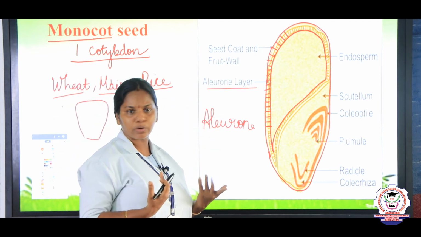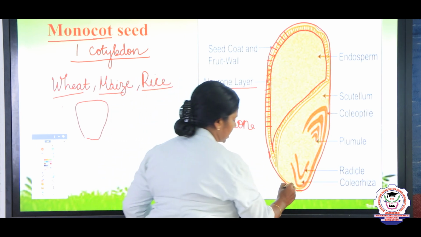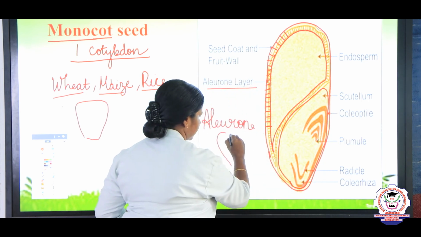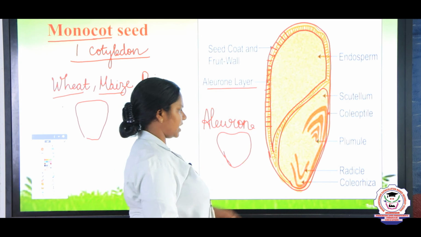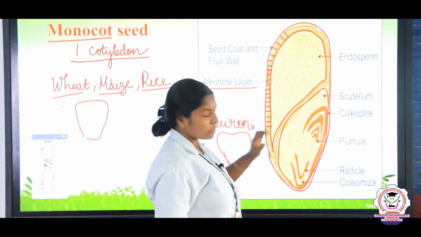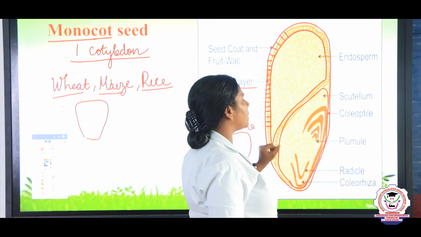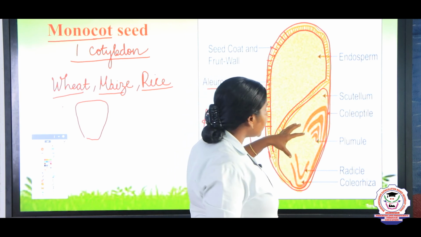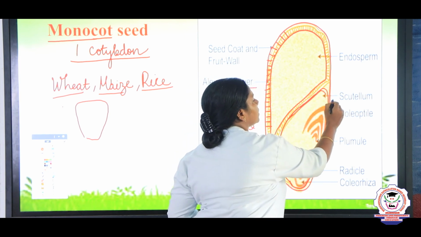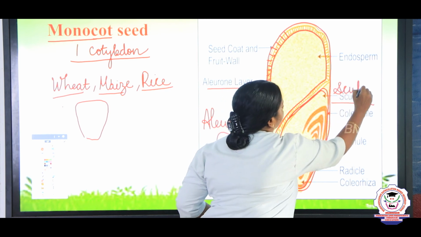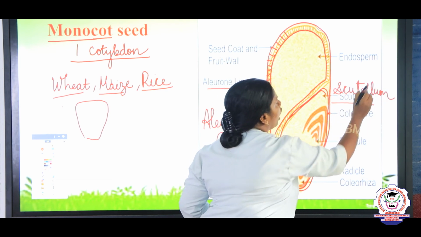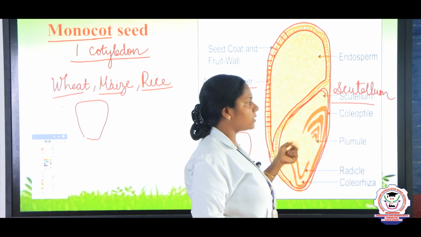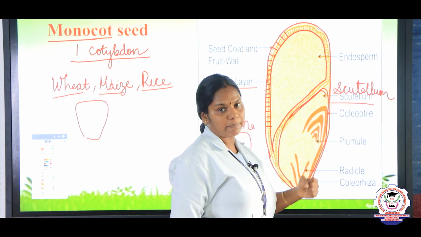And now where is the embryo? This is the embryo, the shield shaped structure. Have you all seen a shield? Yes, it will be like this, no? Shield, right? So the shield shaped structure, we say it as the embryo. And here the embryo is covered by a layer called scutellum. What do we say? Scutellum. And this scutellum is capable of absorbing the nutrients from the endosperm. It absorbs the nutrients from the endosperm and provides nutrition to the developing embryo.